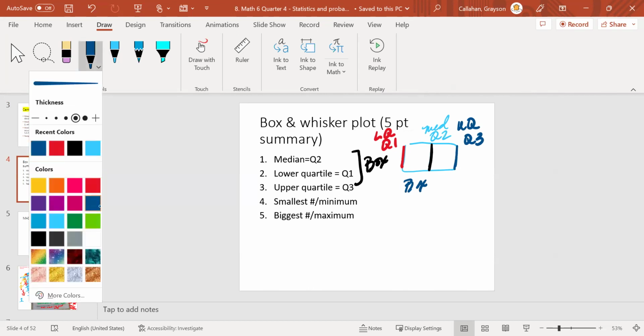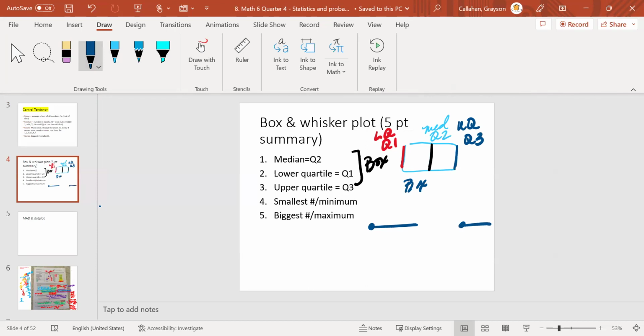Now your whisker is gonna be from the smallest number and the biggest number. Does that make sense? Yeah. And that together makes it.